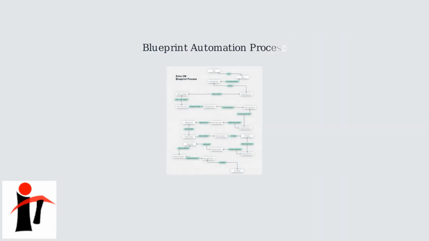Zoho's Blueprint feature enables complex automations within CRM workflows. For instance, you can set up a process that escalates a task to a manager if an email receives no response after a specified period.